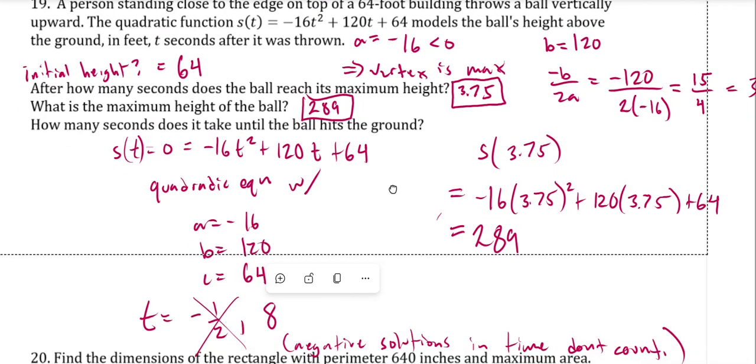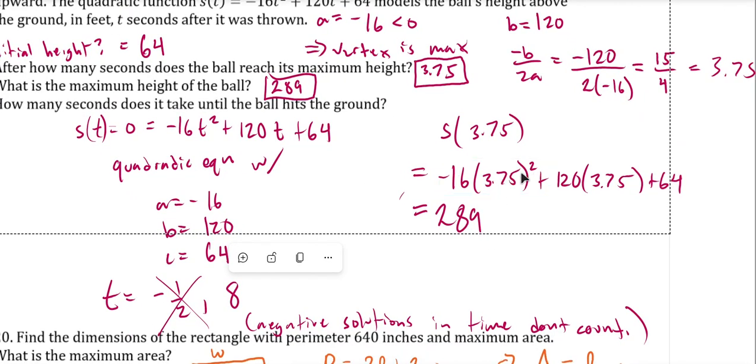How do you find its maximum height? Well, you just plug in 3.75 into the equation and evaluate. And it turns out that's going to give us exactly 289 feet.